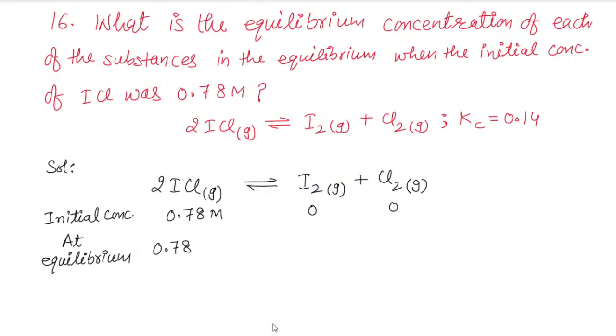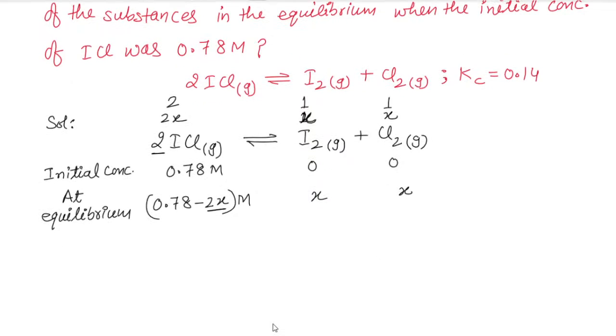Okay, so 0.78, let us take minus 2x. If it is 2x, it is x and it is x. If we take 2x as this value, as x, it is x by 2, x by 2, because 2 moles of ICl will give 1 mole of I2 and 1 mole of Cl2. So when 2x ICl react, we get x mole of I2 and x mole of Cl2. That means out of initial 0.78, 2x are subtracted. So at equilibrium, molar concentration of ICl present is 0.78 minus 2x.